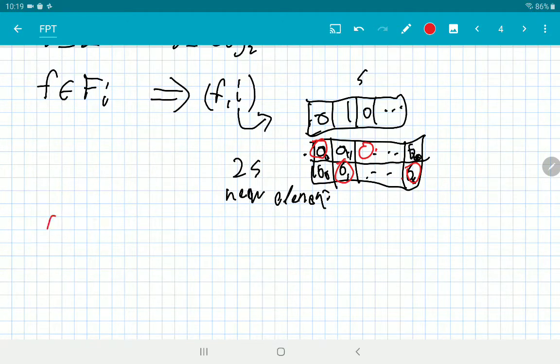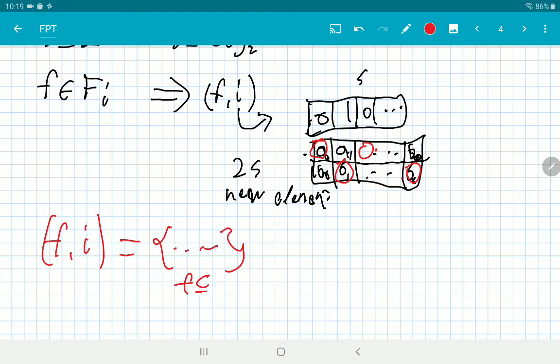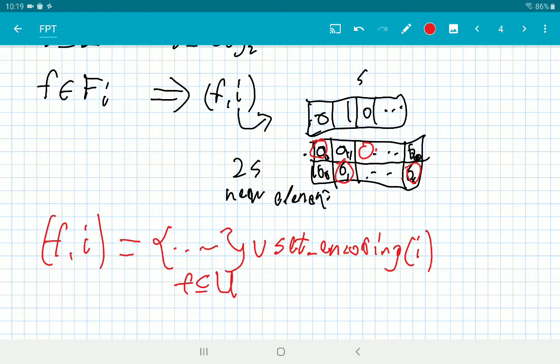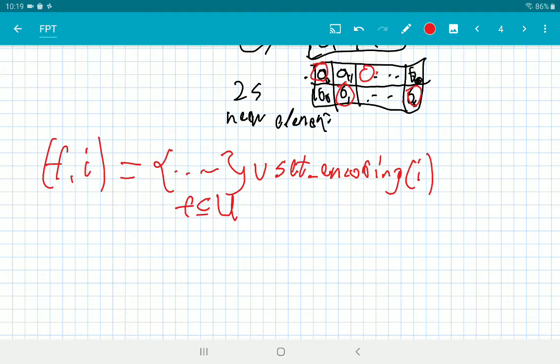And now F, the set F_i, F is just a set. It's some elements that are a subset of U. That's what F is. And now we're going to add to it this set encoding of i, which is what I just described. It's a subset of elements that encode the parameter i, the index i. So that's what we are doing.